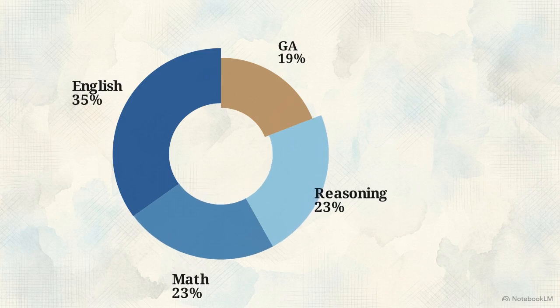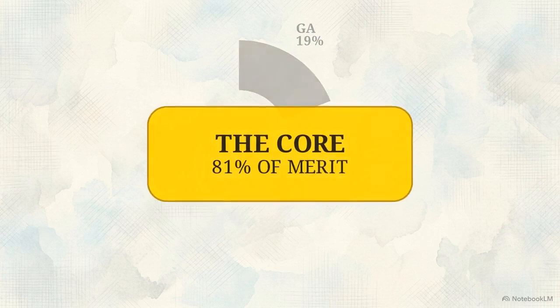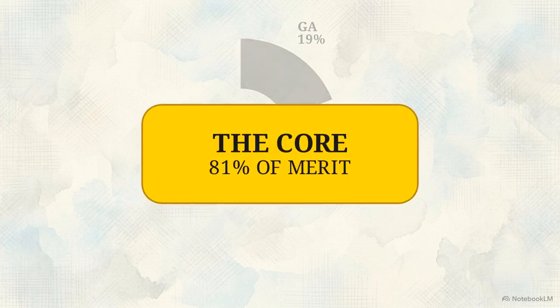This data shows the ranking power of the exam. English accounts for 35% of the total marks, while math and reasoning each hold 23%. Combined, these three subjects represent 81% of the scoring weight.